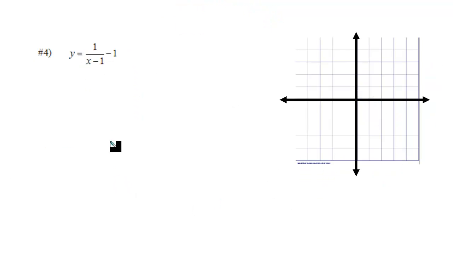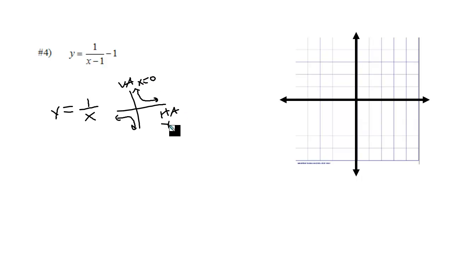Number 4 should make you extremely happy. This resembles the parent. That looks like this. It's got vertical asymptote at x equals 0. It's got a horizontal asymptote at y equals 0. You don't have to show any of this work. Just trying to explain it to you. You don't have to show any work for this problem whatsoever.